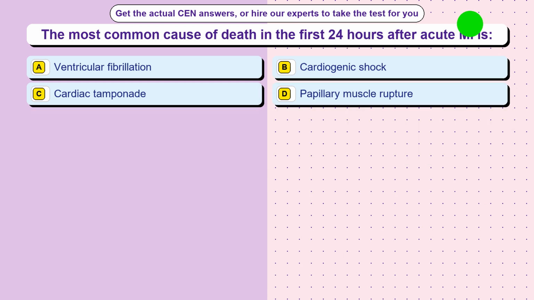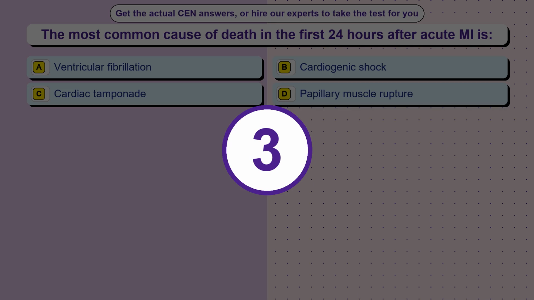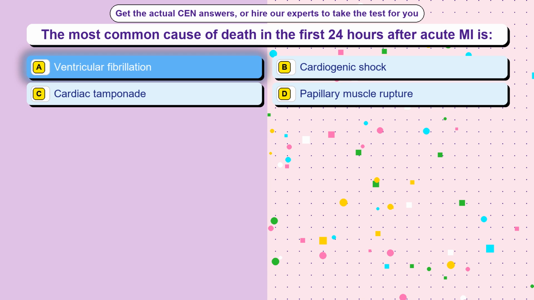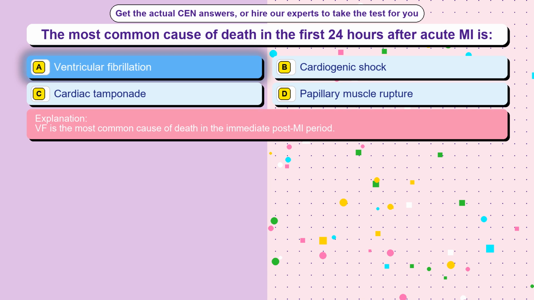Question 80. The most common cause of death in the first 24 hours after acute MI is: Option A, ventricular fibrillation. Option B, cardiogenic shock. Option C, cardiac tamponade. Option D, papillary muscle rupture. The correct answer is option A, ventricular fibrillation. VF is the most common cause of death in the immediate post-MI period.